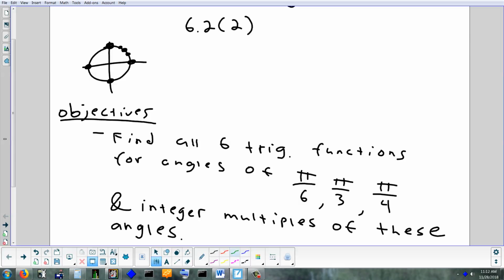Yeah? What was the pi over 6, pi over 3, pi over 4? That's 30, 60, and 45. So we're going to figure out how to find the coordinates of those 3 points. And then if you can do those, we can do multiples of any of those angles.